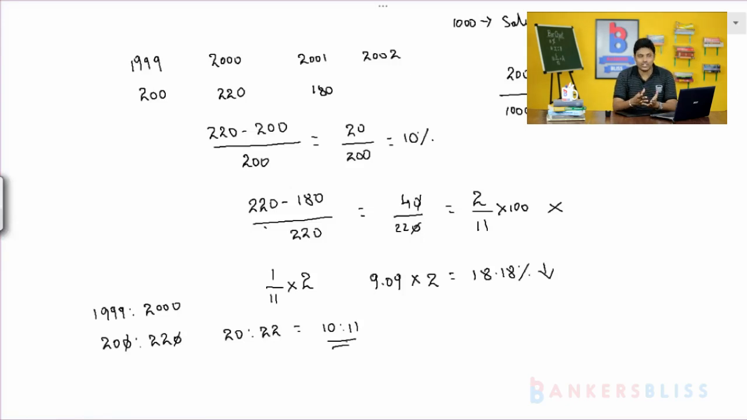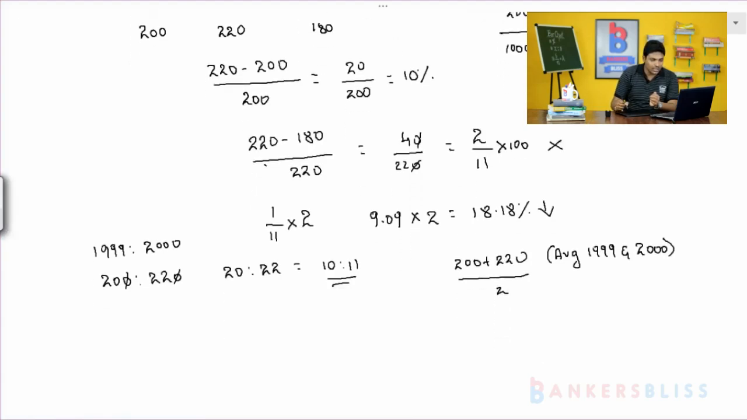So this is all about the ratio, and you know how to calculate the average of 1999 and 2000. So 200 plus 220 by 2, which is 420 by 2, which is equal to 210. So the average is 210. Very simple to calculate.